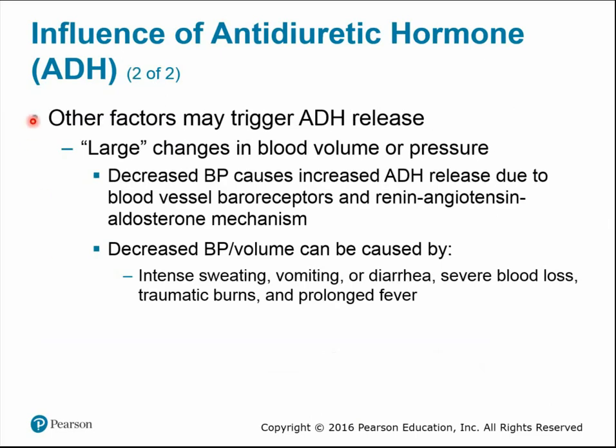A few other factors may trigger release of ADH, so any kind of large-scale changes in blood volume or pressure. A decreased blood pressure would cause an increased ADH release, and then also potentially kickstart the renin-angiotensin-aldosterone mechanism. A decreased blood volume or blood pressure can be caused by things like intense sweating, vomiting, diarrhea, severe blood loss, prolonged fever, anything that causes you to lose a large amount of fluid in a relatively short period of time.